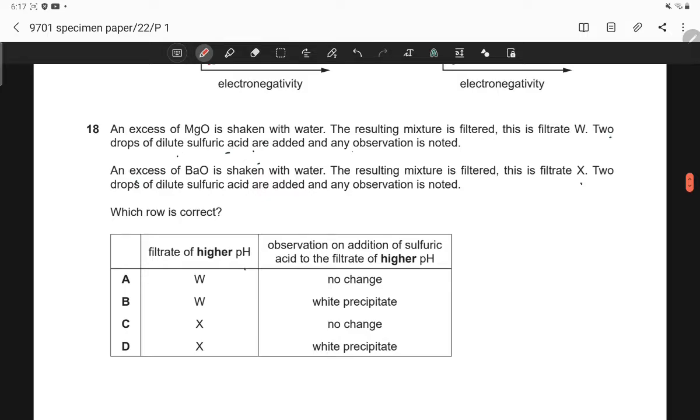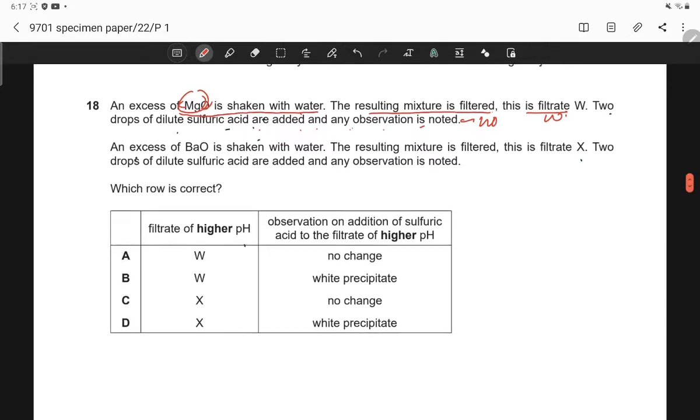An excess of magnesium oxide is shaken with water. The resulting mixture is filtered. This is filtrate W. Magnesium oxide is insoluble in water, so the resulting mixture is filtered. 2 drops of dilute sulfuric acid are added, and any observation is noted. So no observation, because magnesium oxide is sparingly soluble, almost insoluble, so it is in the form of residue. There is no magnesium oxide in the filtrate, so no reaction with the sulfuric acid.